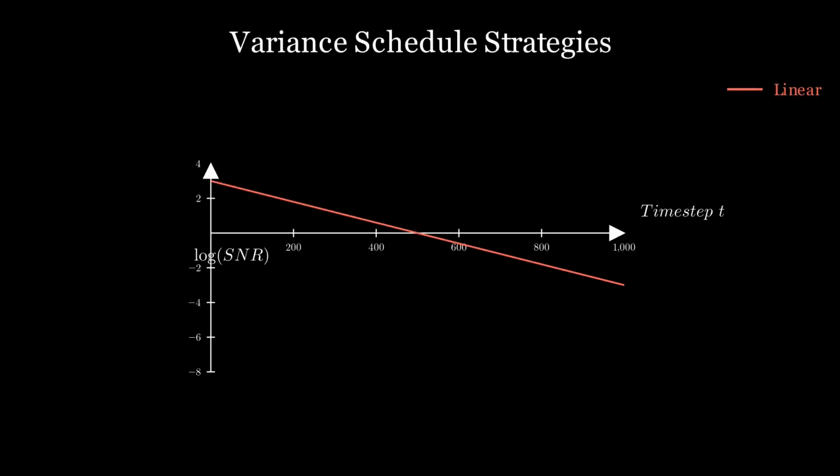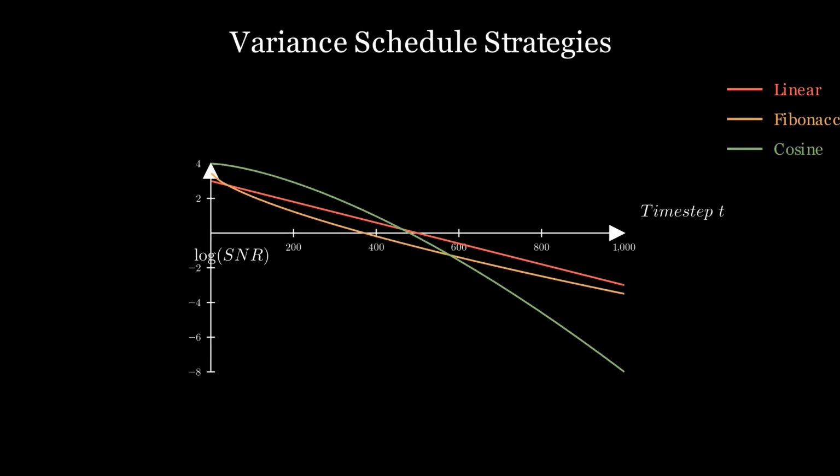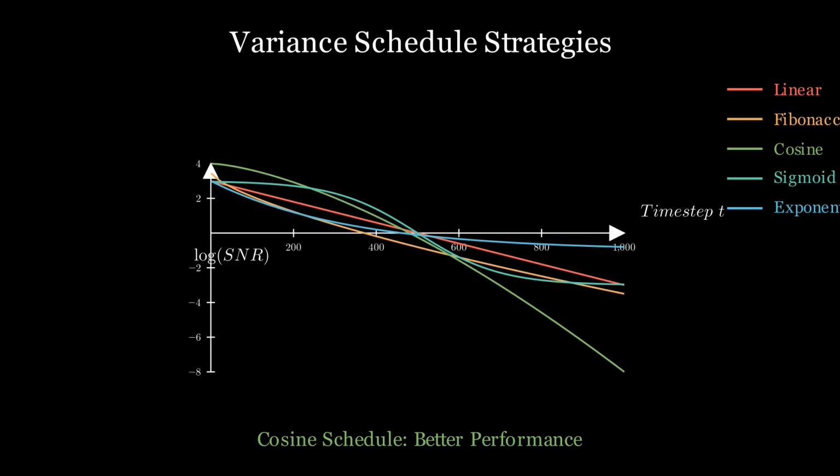Now how exactly should beta change over time? This is where variance schedules come in. We can visualize different strategies by looking at signal to noise ratio over time plotted on a log scale. The original DDPM paper used a linear schedule where beta increases linearly from 10 to the power minus 4 to 0.02. This is shown in red and it provides a steady predictable noise addition.